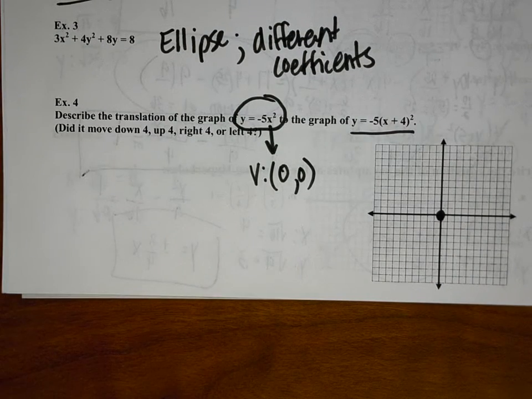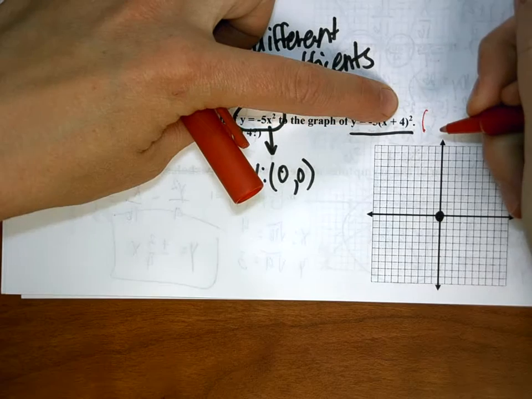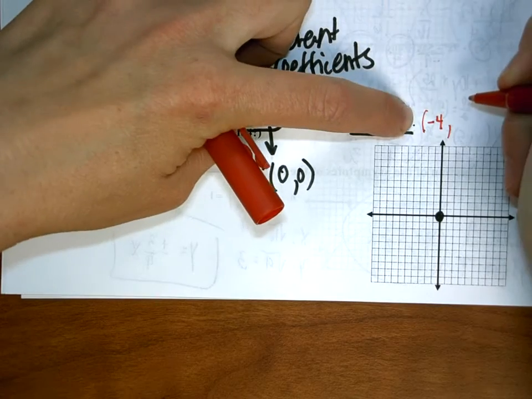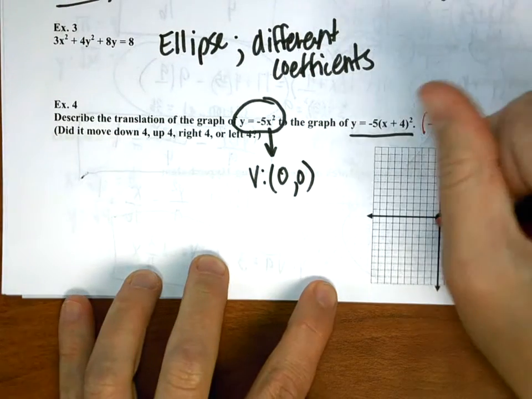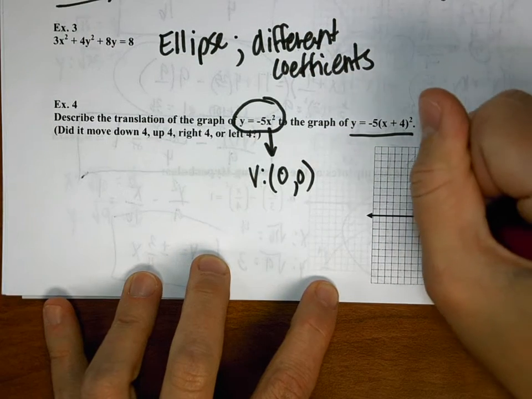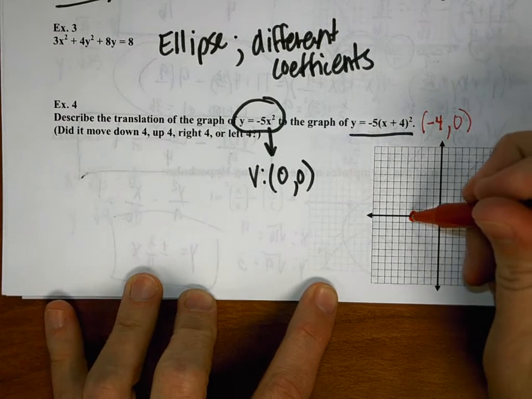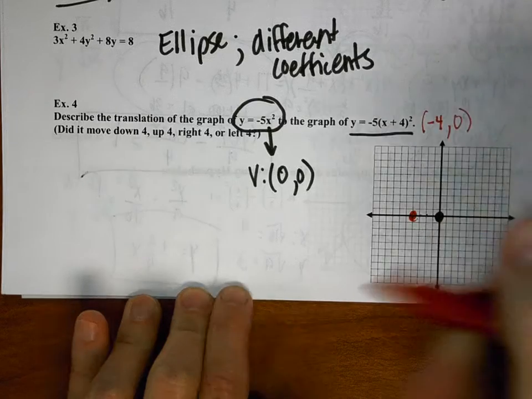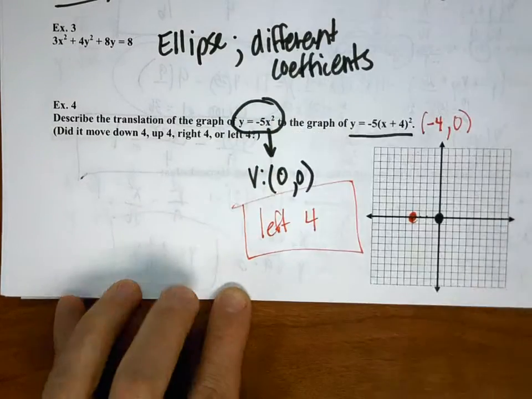Our new vertex here, the x value, remember whatever's in parentheses comes out and it's the opposite, so that's going to be negative 4, and nothing is being added at the end, so it's negative 4, 0. So when I plot this point, I'm going to go 1, 2, 3, 4, 0. So we started here and ended here. So if you start here, in order to get here, you are going to go left 4. And that is your answer.